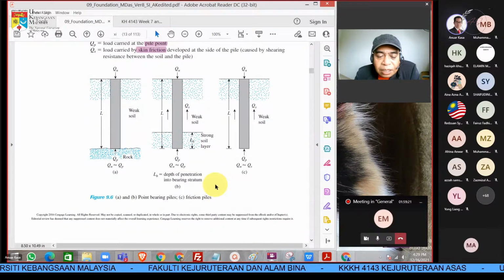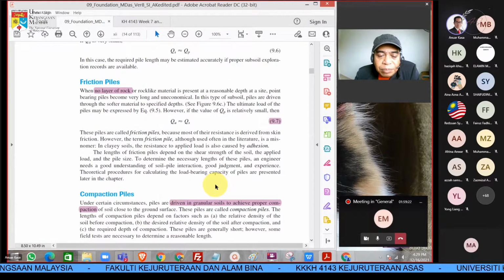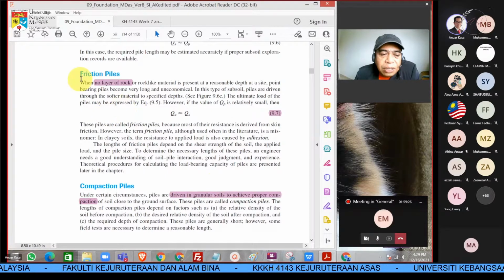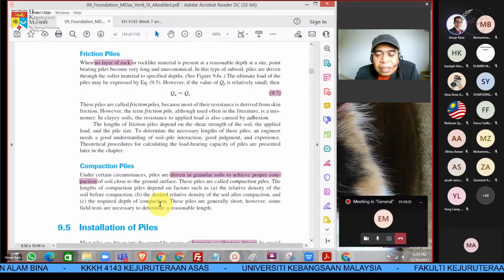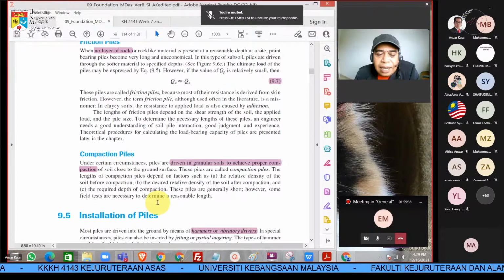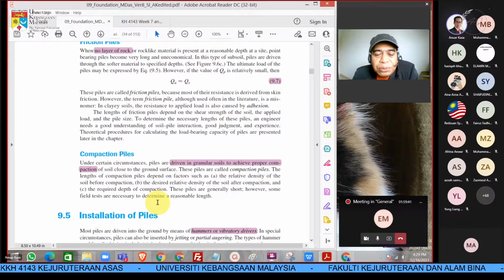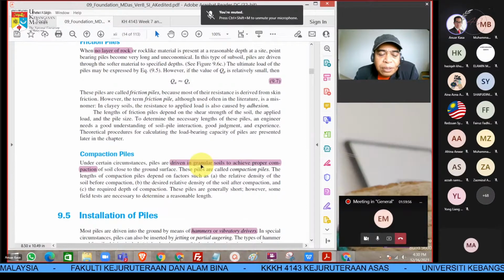Okay, that is the case, 3 cases. And here they're talking about the friction pile, where there is no layer of rock. Compaction pile, sometimes in sand, we need to compact, do a compaction pile. We need to compact the pile in such a way that it can also compact the soil. That we call a compaction pile.